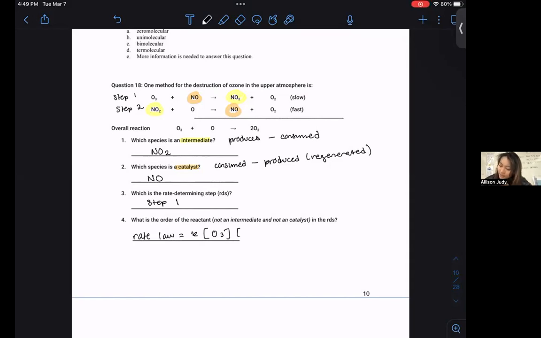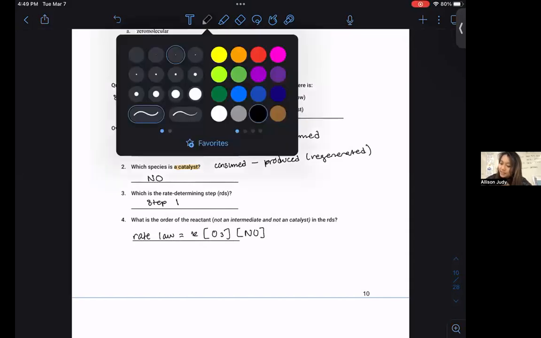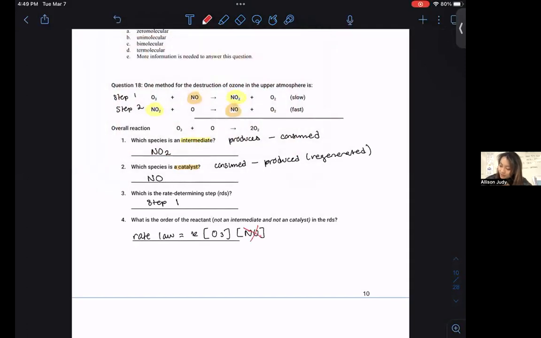Now, you might be tempted to write NO, right? Because that's also a reactant in step 1. But what you'll notice is that NO is consumed and then regenerated in the next step. So what we actually realize is that NO is a catalyst. Because of that, we would not write NO since it's a catalyst.